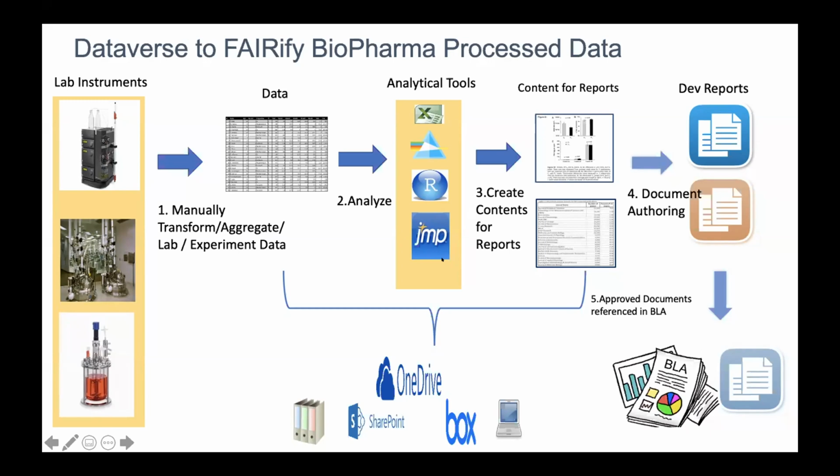So once that data is analyzed, the results of the analysis in the form of charts, tables, or statistical analysis numbers are produced as the contents for the reports that we're generating. We refer to these reports as process development reports, which are extremely important because eventually their contents become part of the biological license applications that we submit to FDA for drug approval.